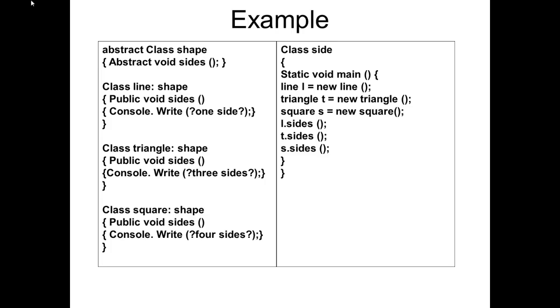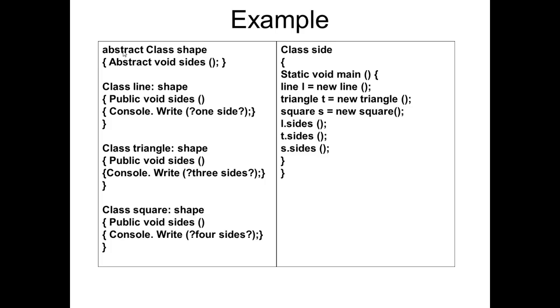So what is an abstract method? Here we have an abstract method called sides. Abstract means the method should not have any implementation. It's just a declaration. So here we have declared a method called sides, but we have not given any implementation over here. So this becomes an abstract method. Since the class Shape has one abstract method, the class Shape becomes an abstract class.